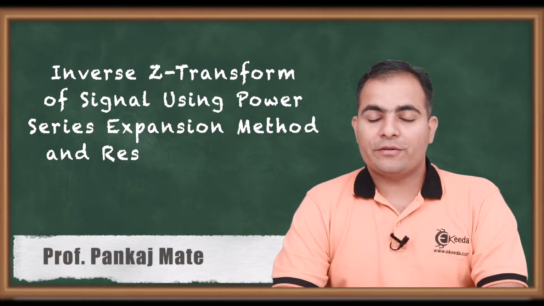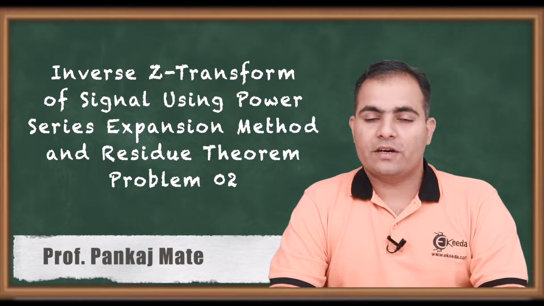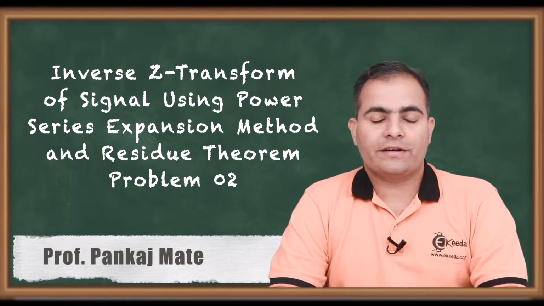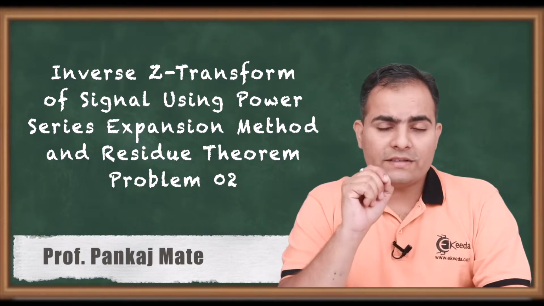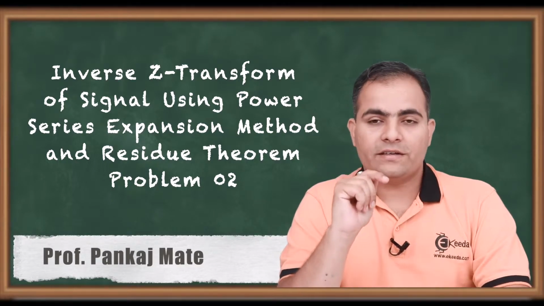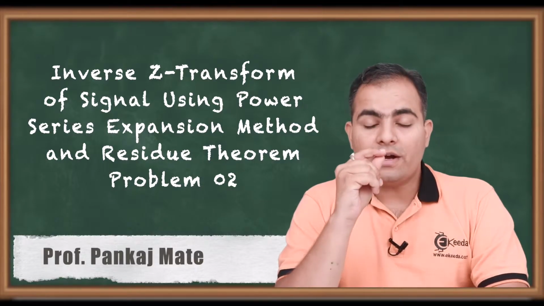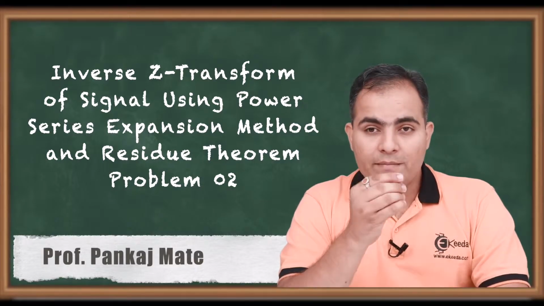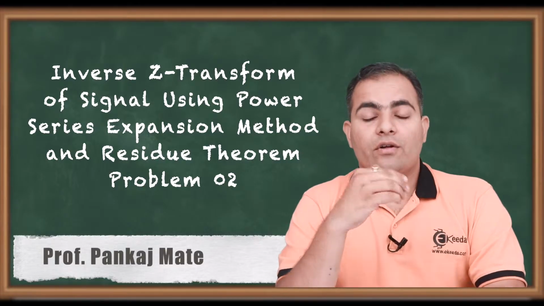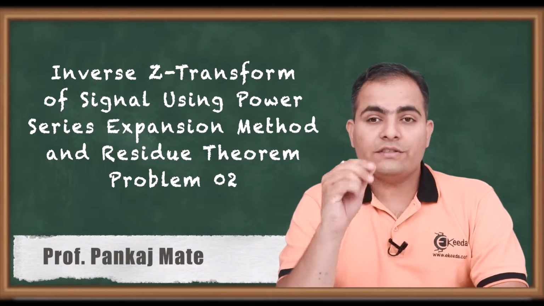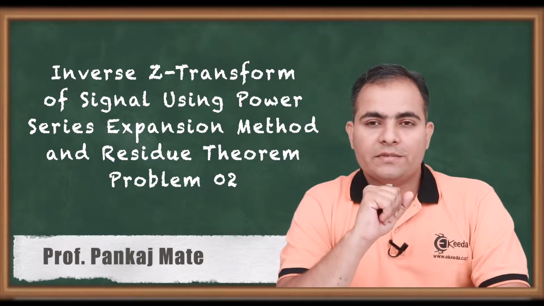Hello friends, and today we are going to study a new numerical which is based on power series expansion, problem number 2 that we are going to study right now. Basically, whenever a causal sequence is given in the power series expansion method, then always try to calculate the amplitudes for a positive sequence. And whenever a non-causal ROC is given, then always try to calculate amplitudes for a negative time sequence.